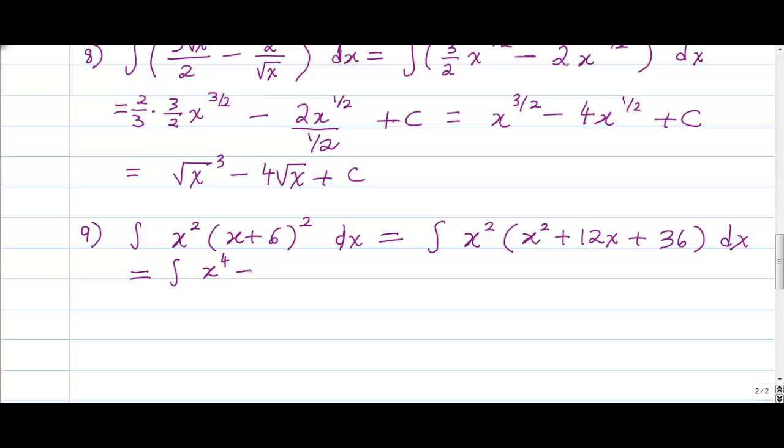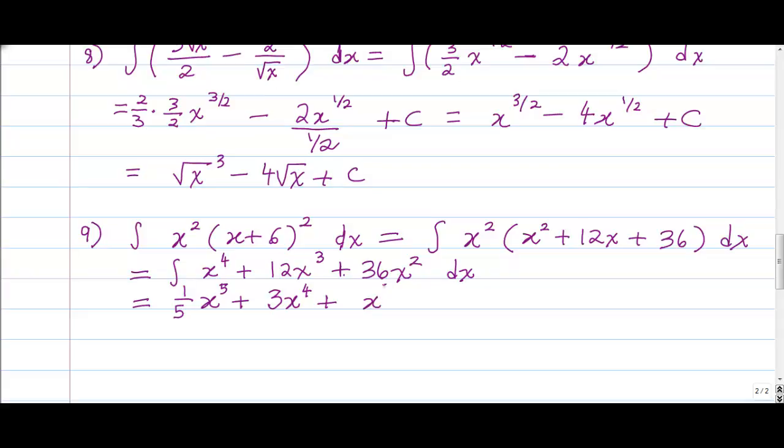So that gives me x to the 4th plus 12x to the 3rd plus 36x squared dx. Okay. Now I can take the integral. So that's add 1 to the exponent, so that's x to the 5th. Divide by the new exponent, so that's multiplying by 1/5. Plus add 1 to the exponent, which is x to the 4th.